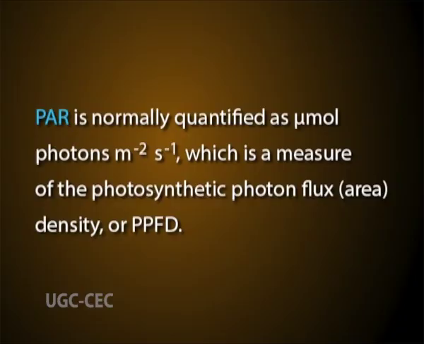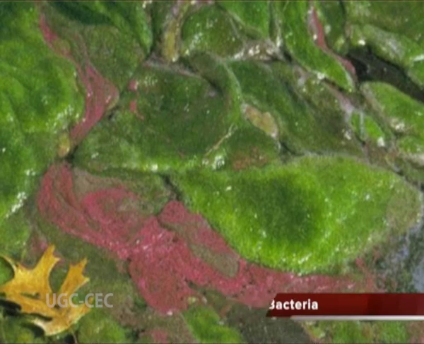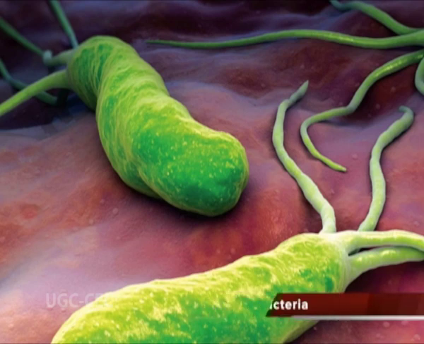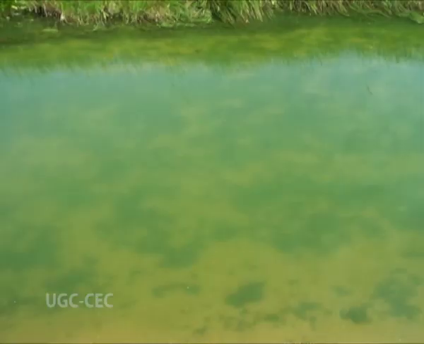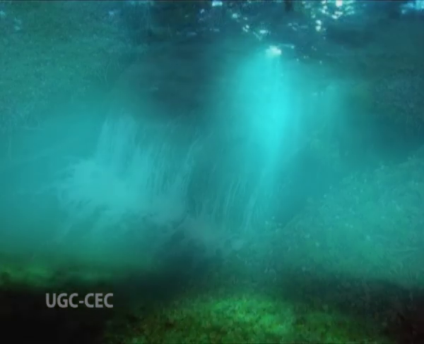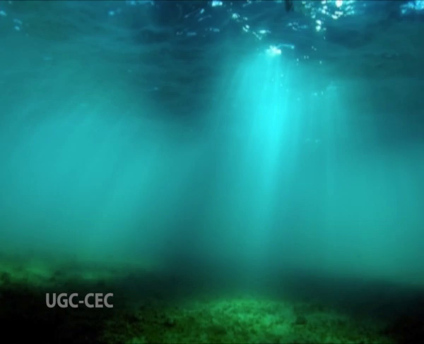PAR is normally quantified as micromole photons per meter square per second, which is a measure of the photosynthetic photon flux density or PPFD. Other living organisms such as green bacteria, purple bacteria and heliobacteria can exploit solar energy in slightly extended spectral regions such as the near infrared. These bacteria live in environments such as the bottom of stagnant ponds, sediments and ocean depths. Because of their pigments, they form mats of green, red and purple color.